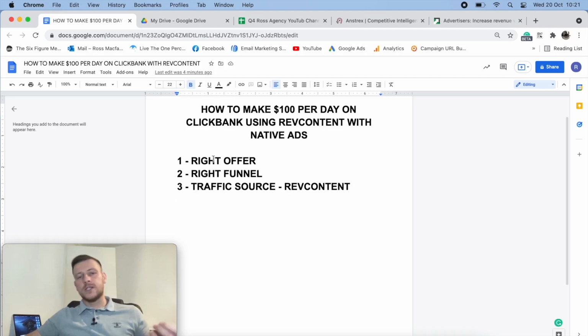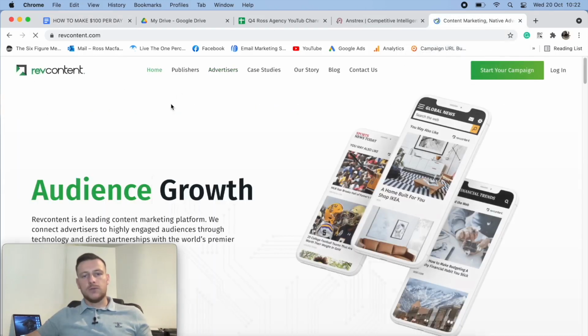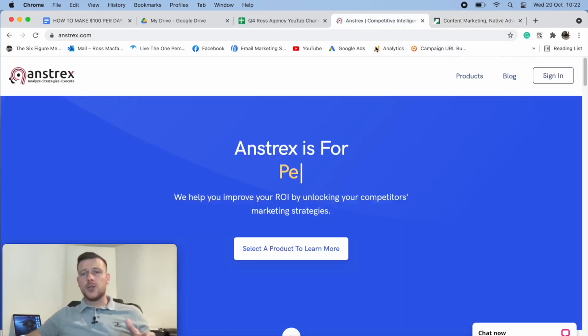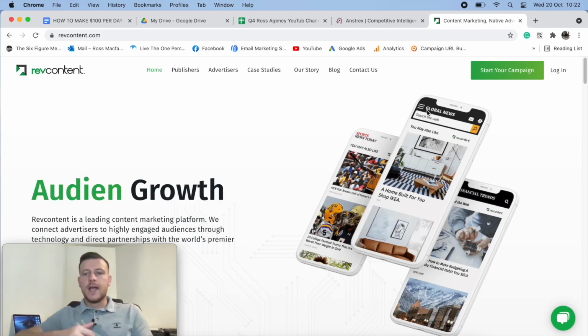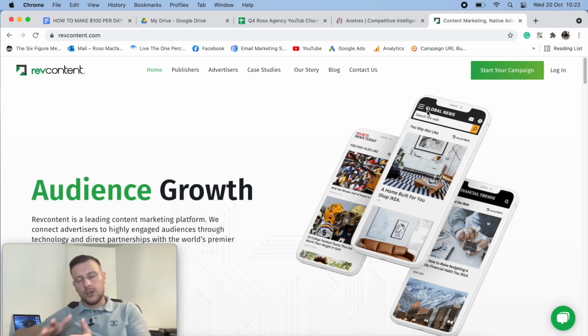So instead of going away and just finding the right offer straight out the bat, I'm going to head over to Revcontent and show you why this would be the right traffic source. So you would just head over here, and I'll go to the home page. Like I said, you can jump on a spy tool and have a look, pick your offer and filter out which traffic source it's running on, and you can do it that way.